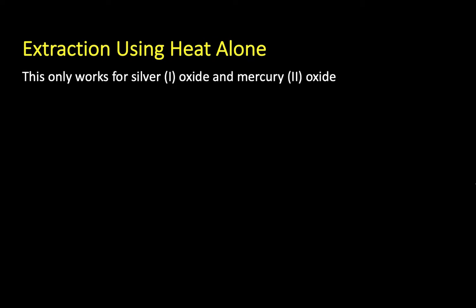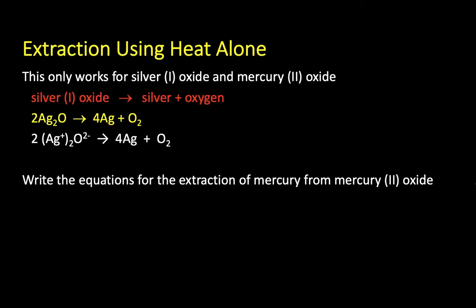So, let's look at each of the methods we've talked about in a bit more detail. Let's start with using heat alone. This will only work for silver oxide and mercury oxide. Silver oxide is split into silver and oxygen. As we've seen before, our silver ions are reduced to form silver atoms.